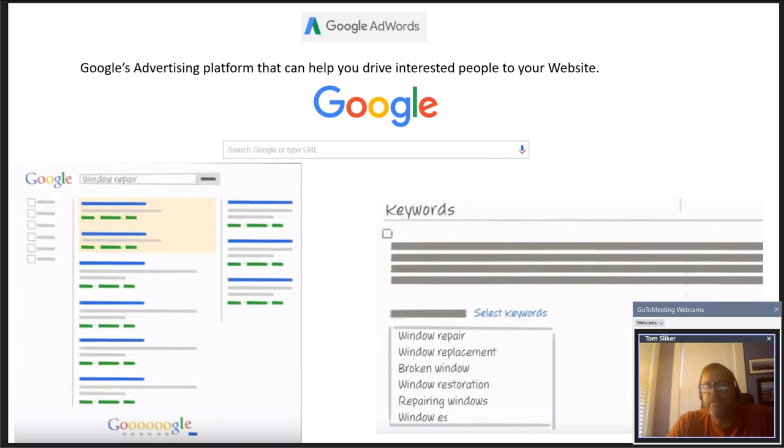And the way that you set it up in Google AdWords is you go in and you tell Google what are the keywords that you want to be advertising for. And so in this example, window repair, window replacement, broken windows, window restoration, etc. So this window repair guy picks out the keywords that are just people that are looking for what he has. And as a result, when they type in window repair, his ad will show up at the top, possibly.